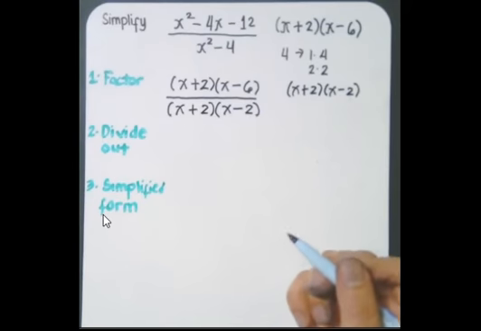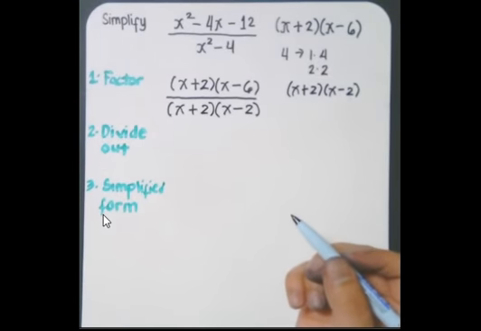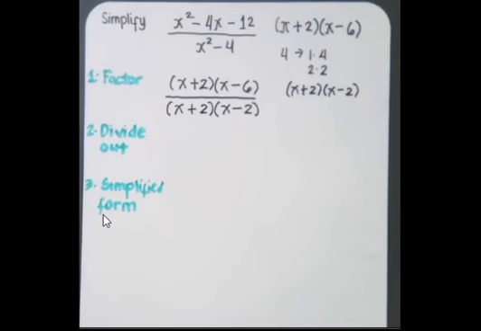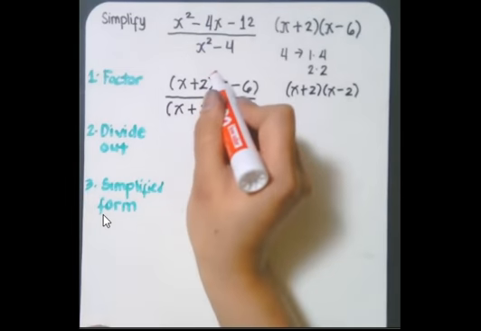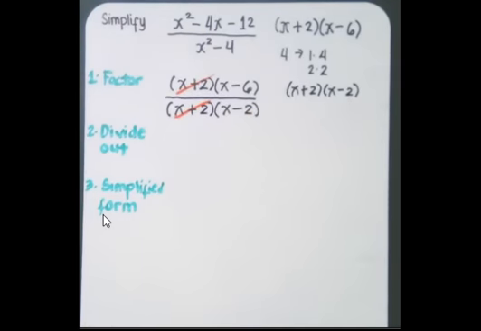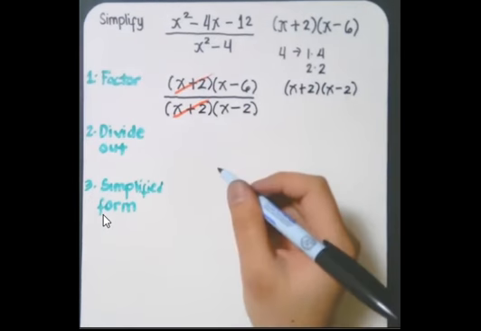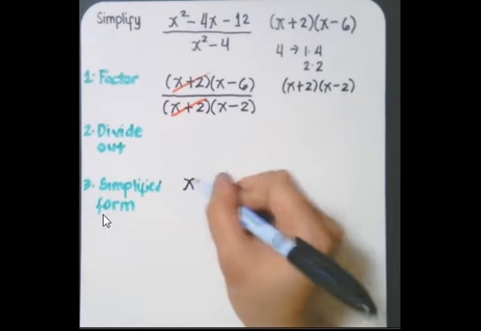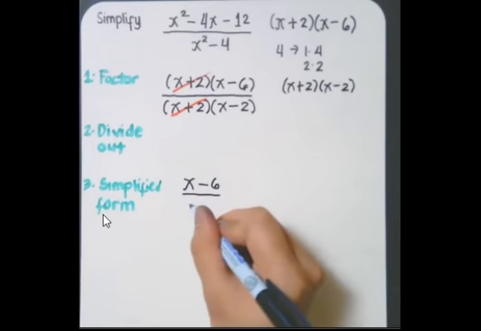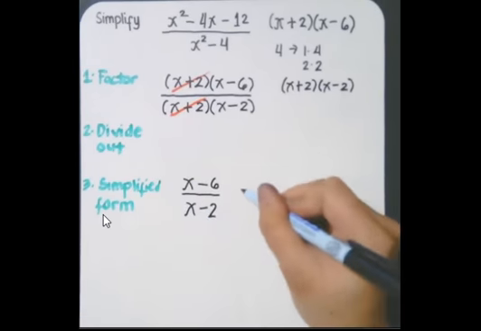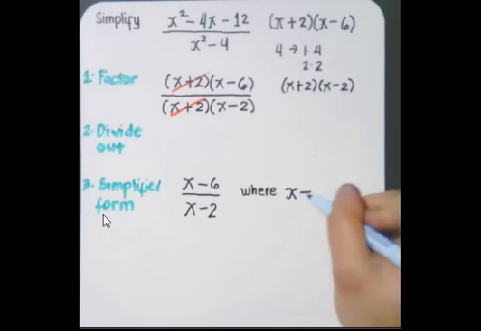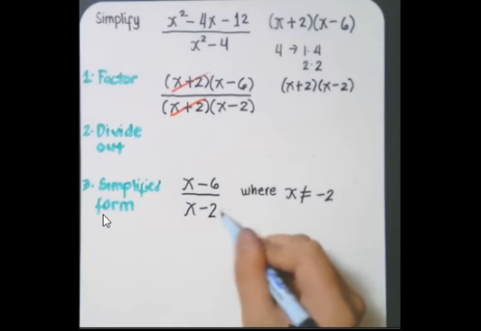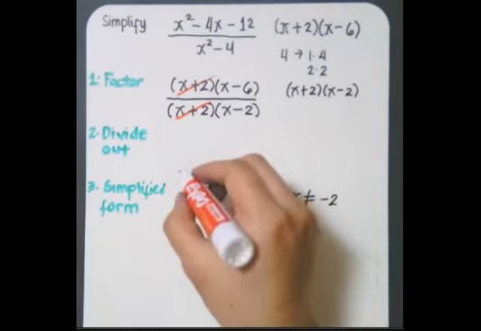Step number 2, we divide out common terms or common factors. So as you can see, our common factors here are x plus 2 and x plus 2, because when you divide them, that will be equal to 1. Now we write the simplified form of our rational function, which is x minus 6 all over x minus 2, where the value of our x should not be equal to negative 2, so that we will not have an undefined term. This is now the simplified form.